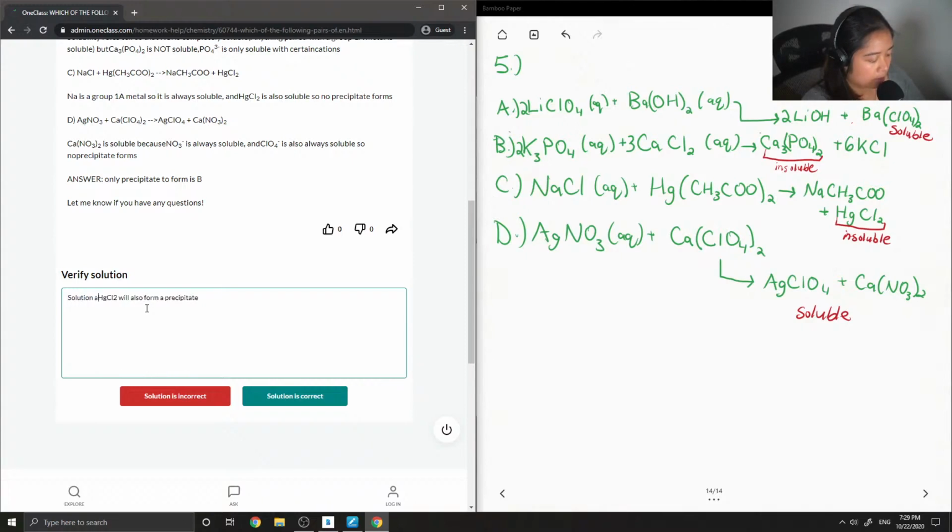I'm just gonna say solution and reasoning is correct, but when the chlorine is bonded with a mercury, it will be insoluble. I'm just gonna say the solution was correct.